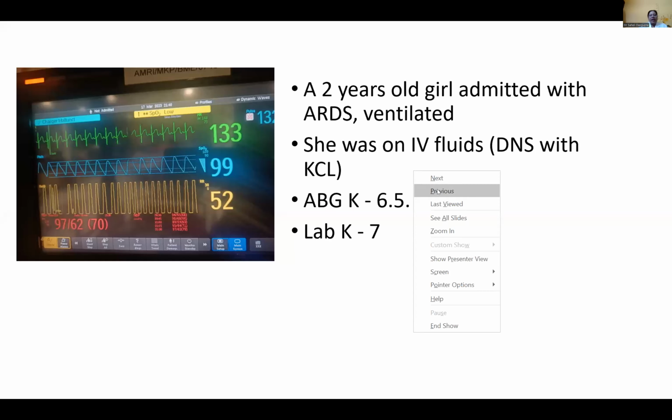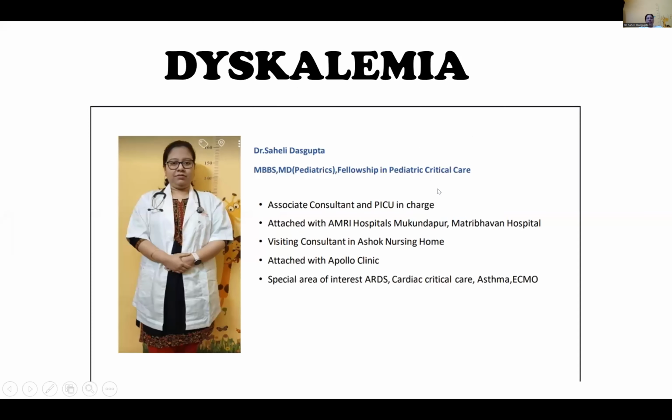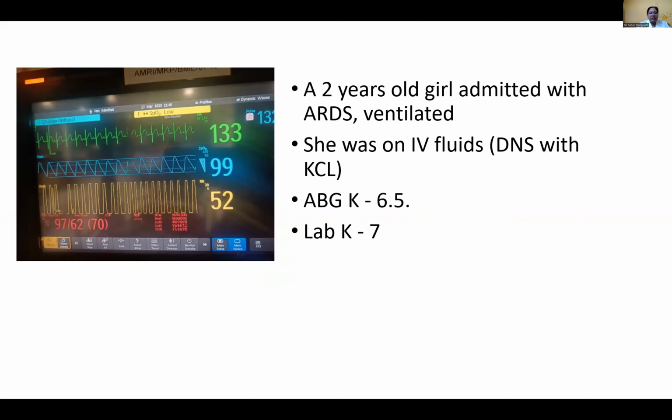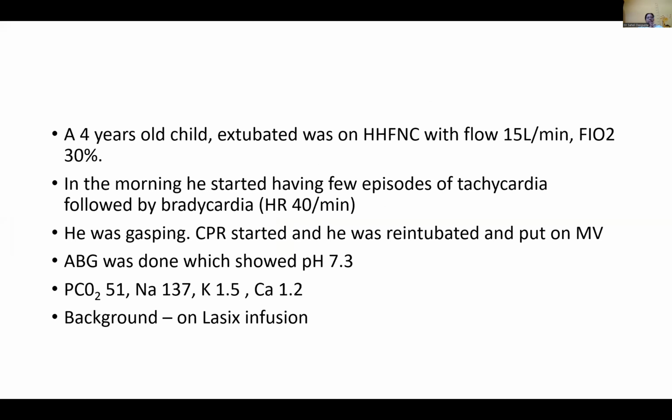Good evening, everyone. Today I'll be discussing dyskalemia, the disorders of potassium metabolism. Just before coming to that, I'm discussing very briefly two cases. A 2-year-old girl admitted with ARDS, ventilated, and she was on IV fluids, DNS with KCl, and suddenly the ECG was showing tall peaked T waves, and at that time the resident doctor told us to do an ABG, and potassium was 6.5 and the lab value was 7.